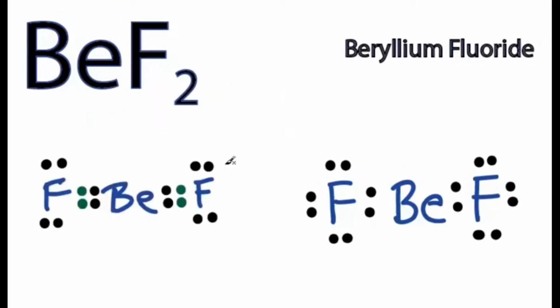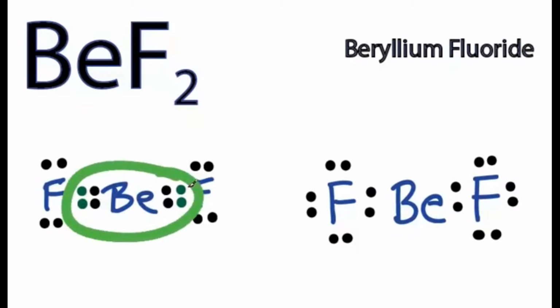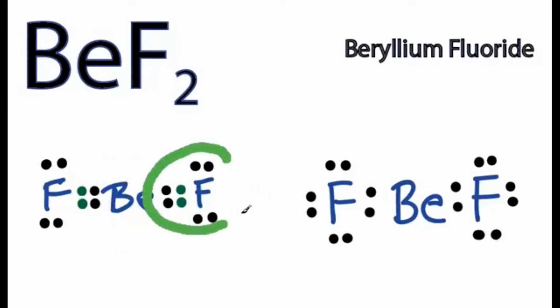Over here I'm using the same number of valence electrons, but by sharing I've created double bonds between the beryllium and the fluorine, and that gives the beryllium 8, while the fluorine still has 8 as well. So everything has an octet on this side. But which one of these is the correct structure?